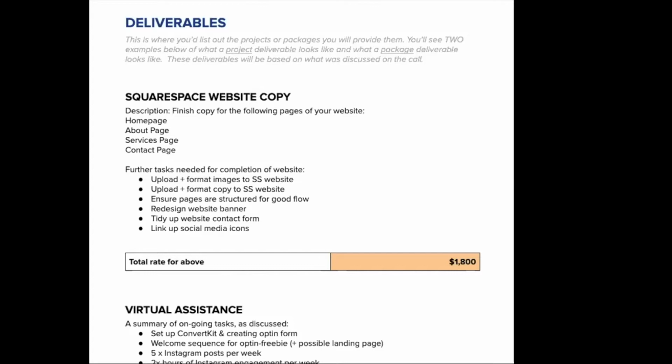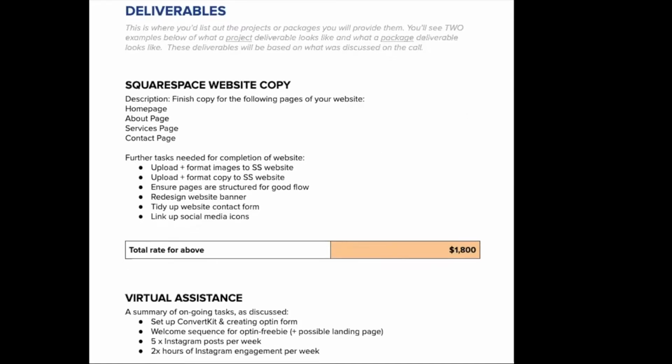So what exactly are you providing copy for? We've listed here the home page, the about page, the services page, the contact page, and any additional things they might need in terms of getting this website up and live with the copy. So you will likely supply a one-off project fee for this project, and this is where you can list the actual rate for that.